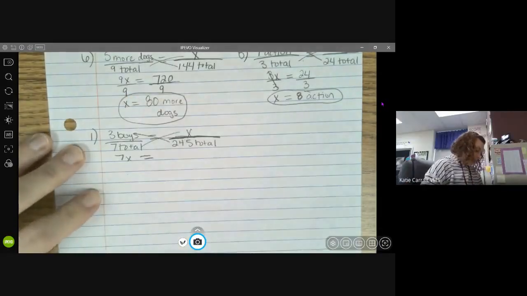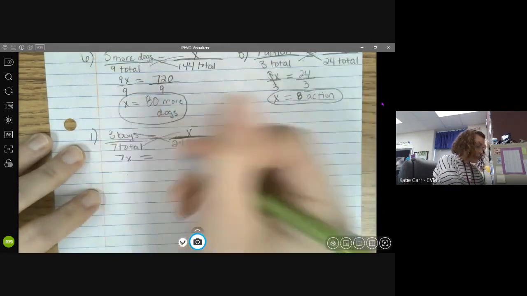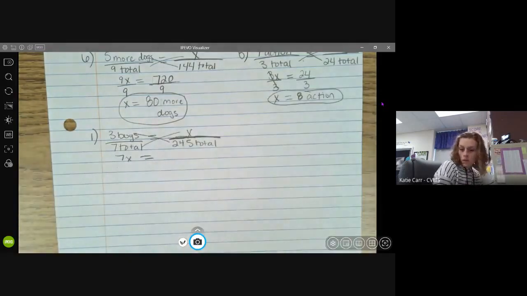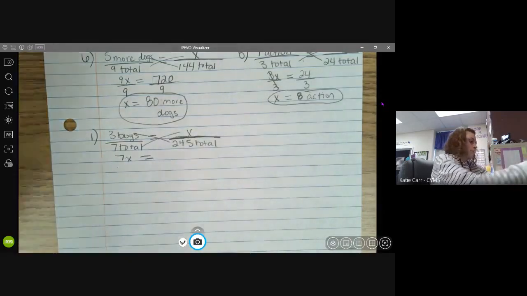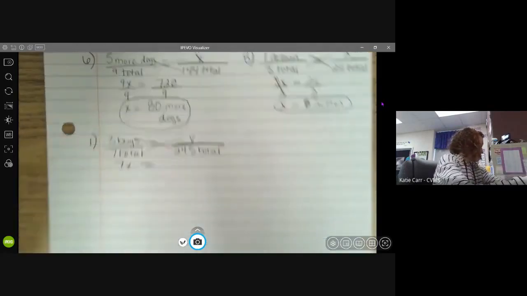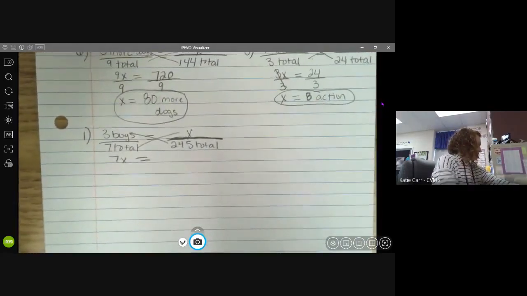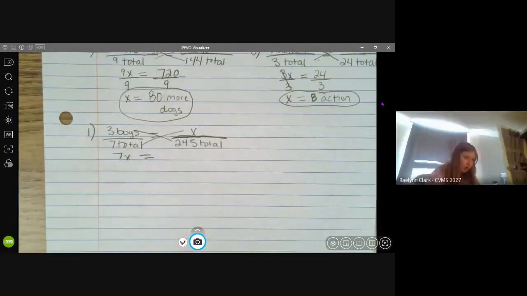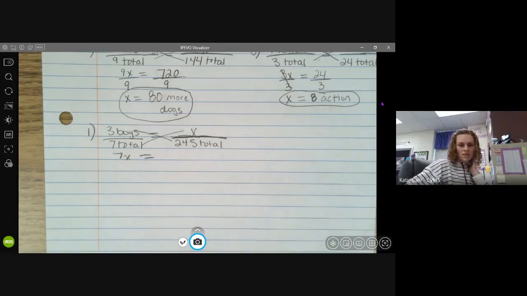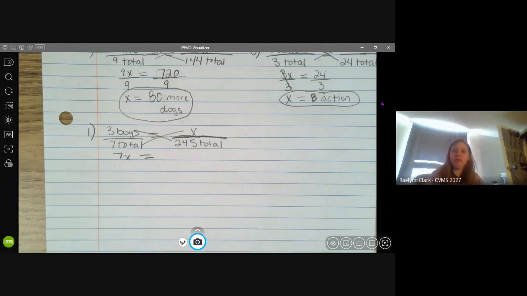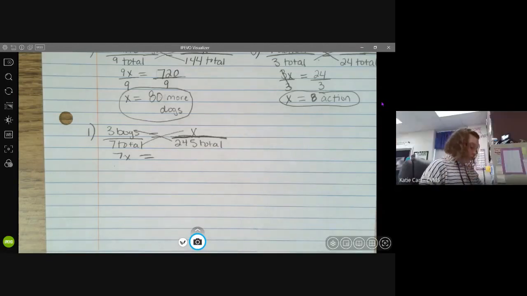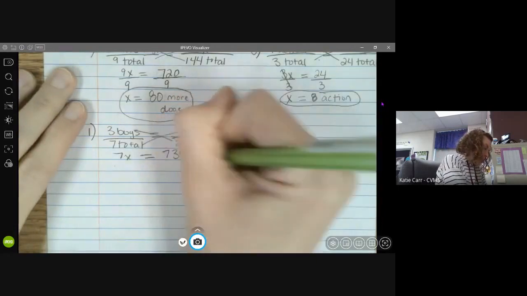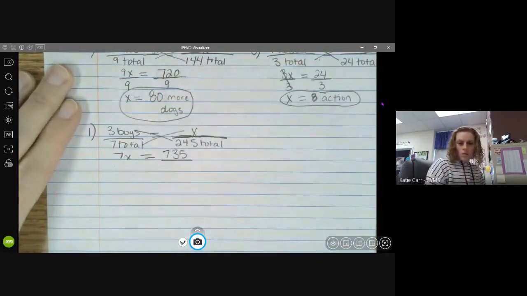So then, Jasmine, what's 3 times 245? You can do a calculator on your computer. 2, 4, 5. You're multiplying the 3 times 245. Jasmine, yes, good. 735.